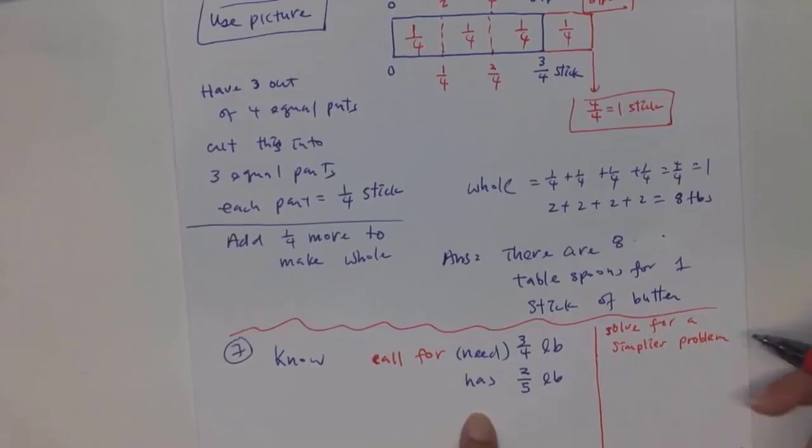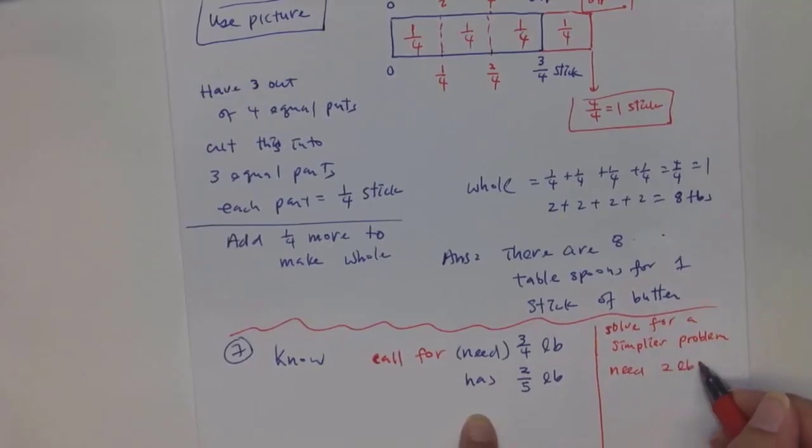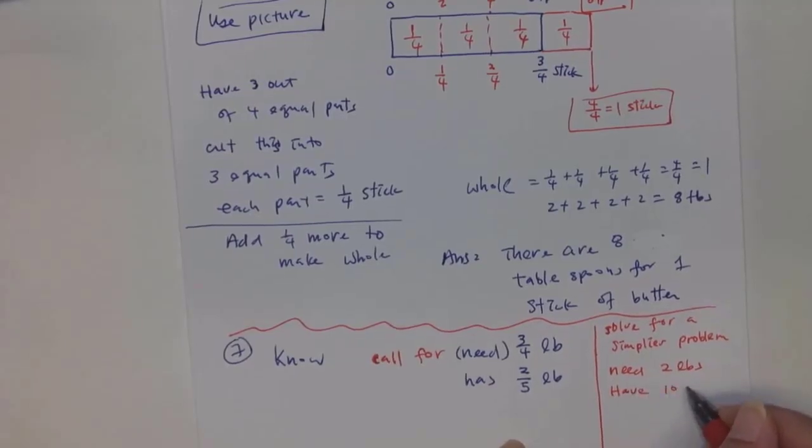So be careful, okay? Say if the recipe calls for 2 pounds and I have 10 pounds. So I changed the dynamic here. Do I have enough this time to make one recipe at least? Yes, I do, because I have more than enough, right?